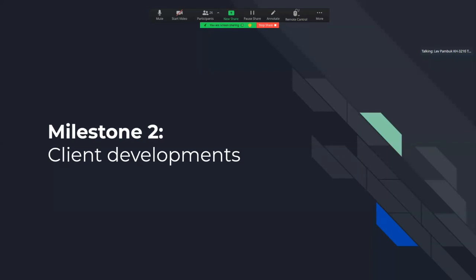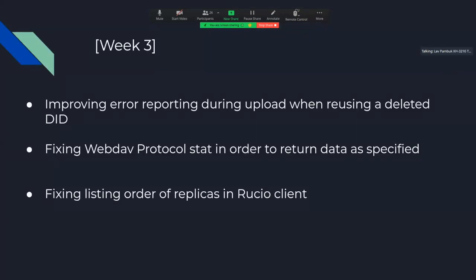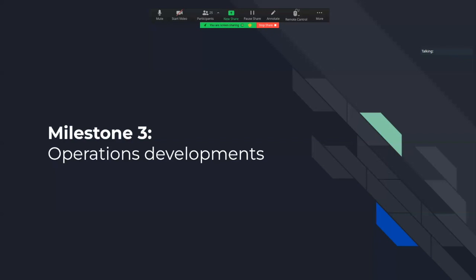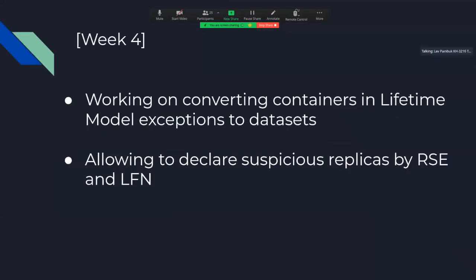Next is client development. It is improving error reporting during upload when reusing a deleted data ID, fixing WebDAV protocol state in order to return the data as specified, and fixing listing order of replicas. Next is operations developments. It is working on converting continuous lifetime model exceptions to datasets, allowing to declare suspicious replicas by RSE and LFN.